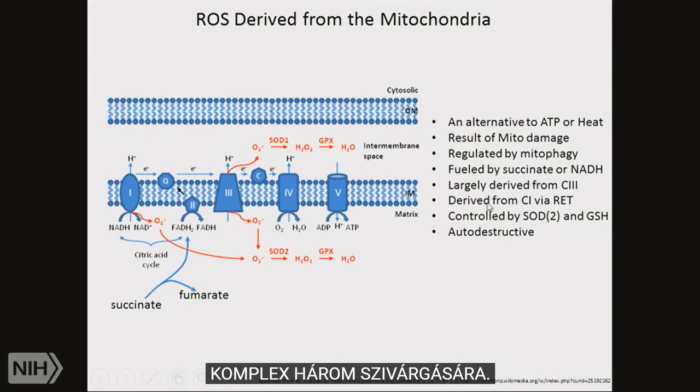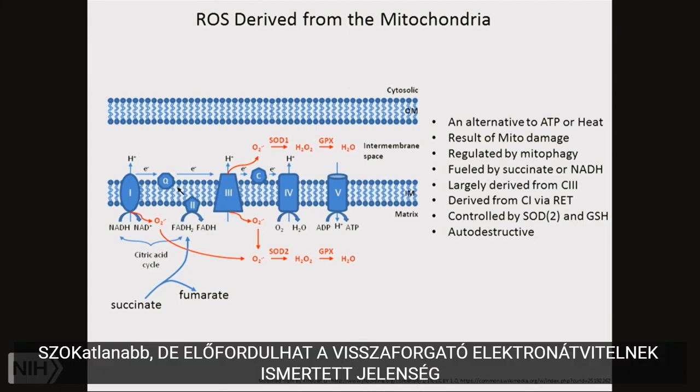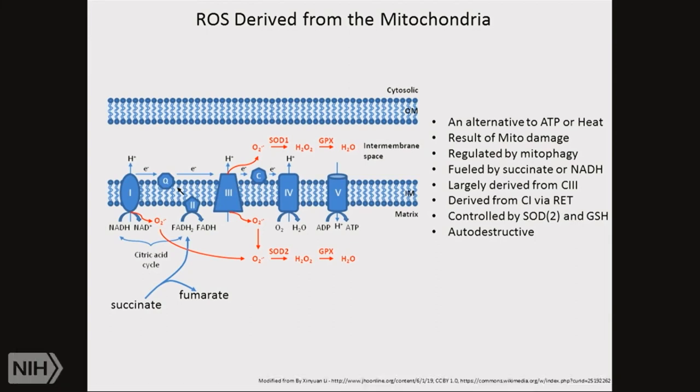The other thing I wanted to tell you about here is that ROS out of the mitochondria can be derived from complex 1. This is a little bit more unusual, but a phenomenon known as reverse electron transport can occur, where electrons actually enter complex 2 and run backwards through complex 1, and the ROS is produced from complex 1. And there's stories coming out in immunology now suggesting that that is perhaps critical in the inflammatory response.